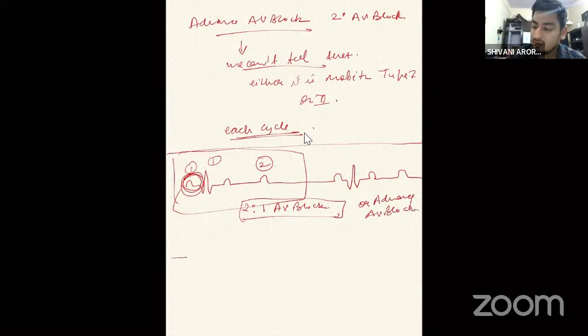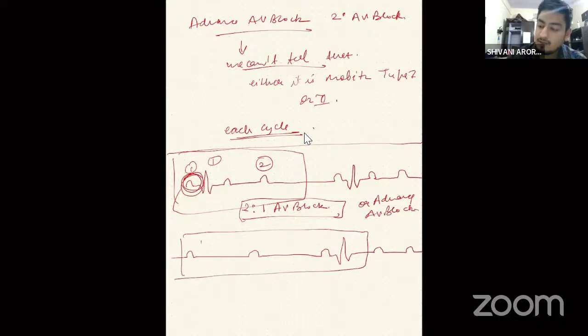Similarly, suppose we have one P wave and a skipped QRS, then a second P wave and a skipped QRS, then a third P wave with a QRS, and again P wave no QRS, P wave no QRS. In this type we have 3 P waves and 1 QRS in each cycle, so we cannot compare the PR interval here either. So this would be a 3:1 AV block or advanced AV block.